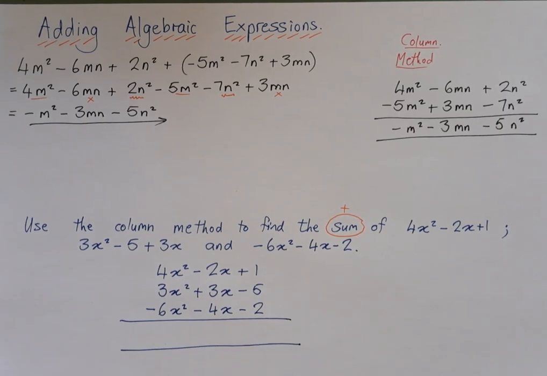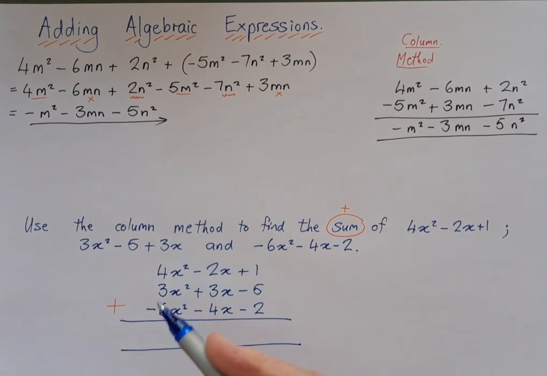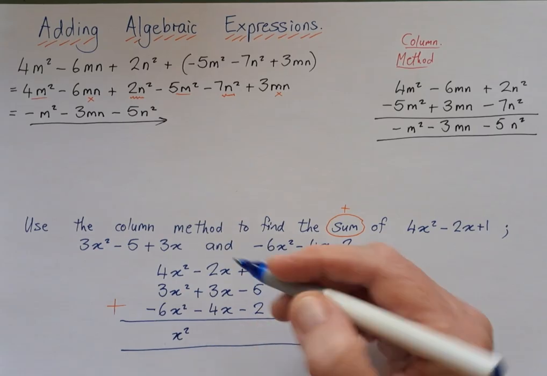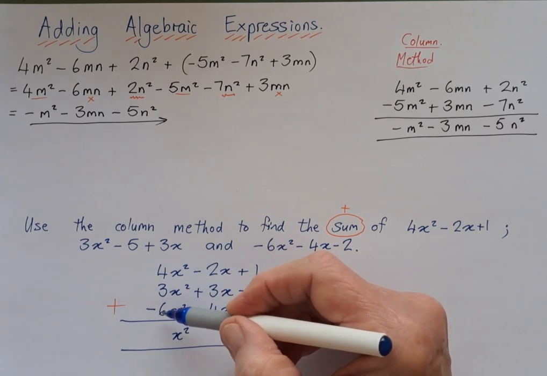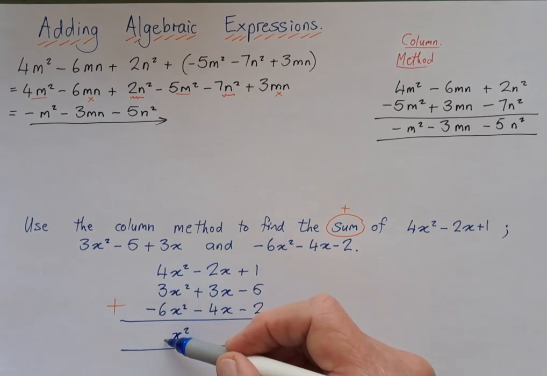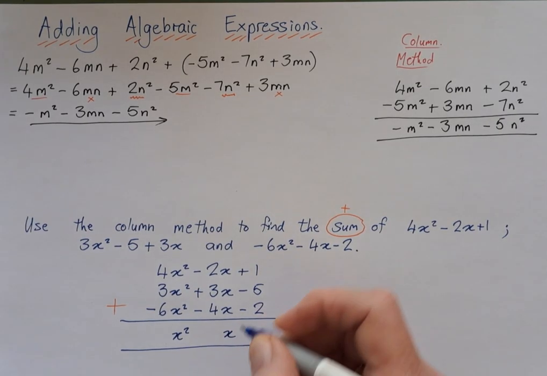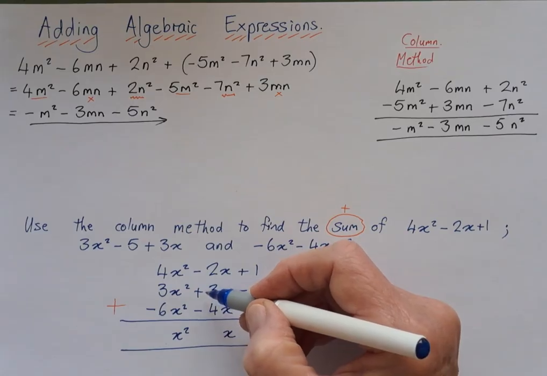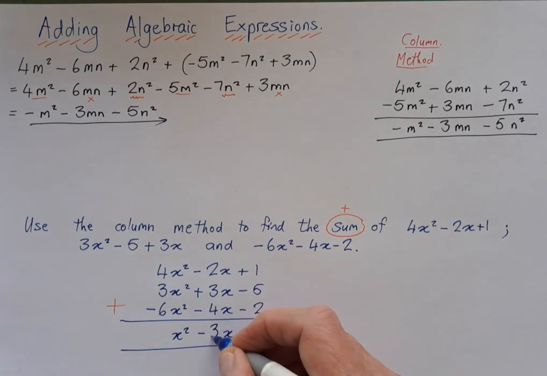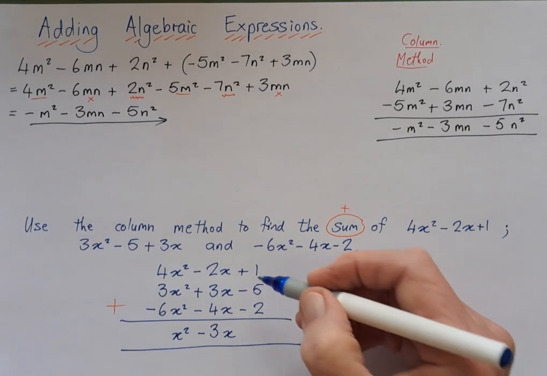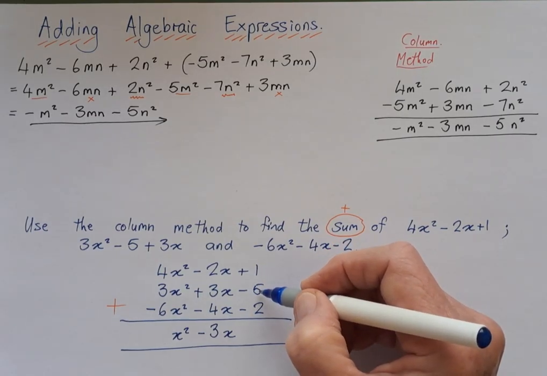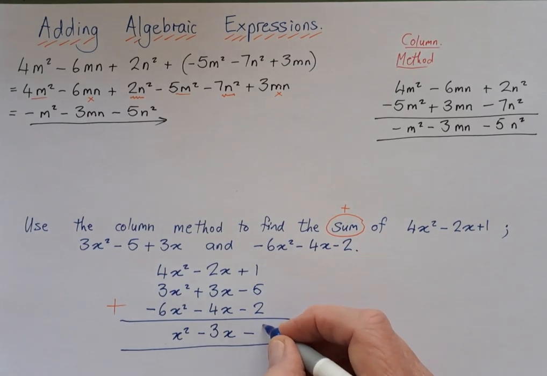And remember, I am adding now. And when I'm adding, I simply do what each sign tells me. So in my x squared column, I've got 4 plus 3 is 7. 7 minus 6 is 1. Remember, I can write the 1 there, but we don't usually. We just leave it as x squared. In my x column, I've got negative 2 plus 3 is 1. 1 minus 4 is negative 3. And in my constant column, 1 minus 5 is negative 4. Negative 4 minus 2 is negative 6. And there is my final answer.